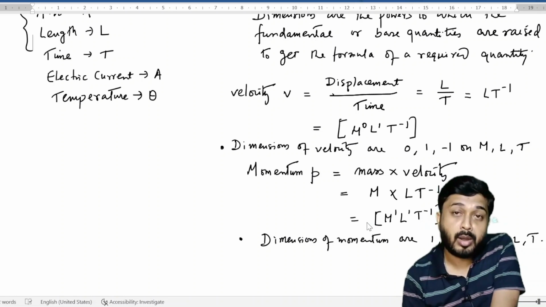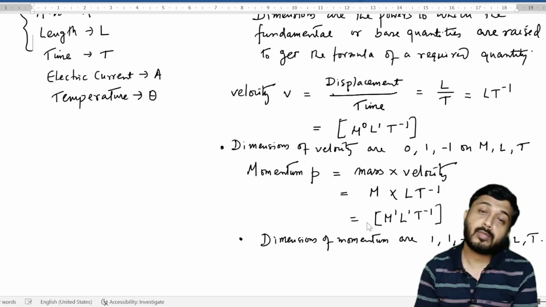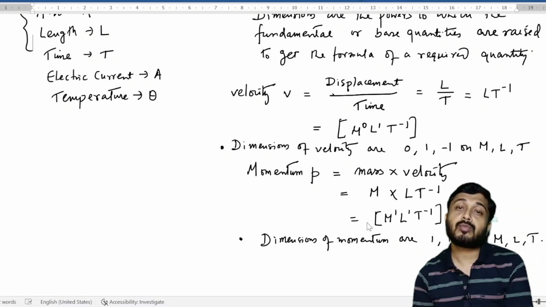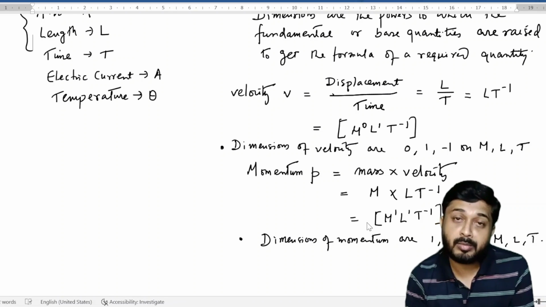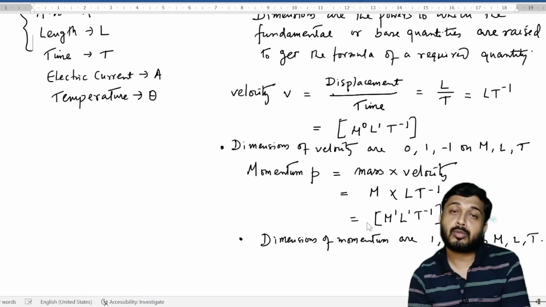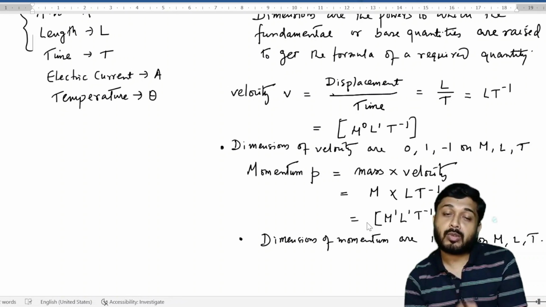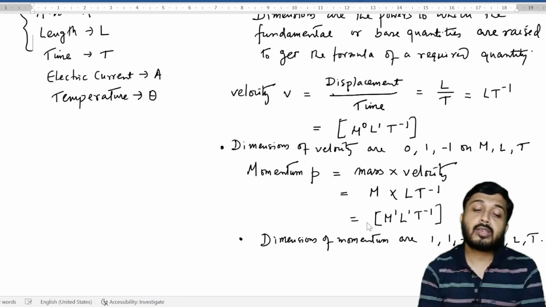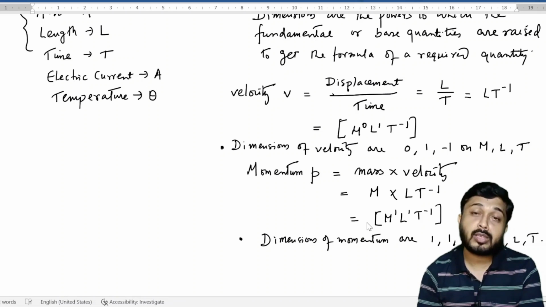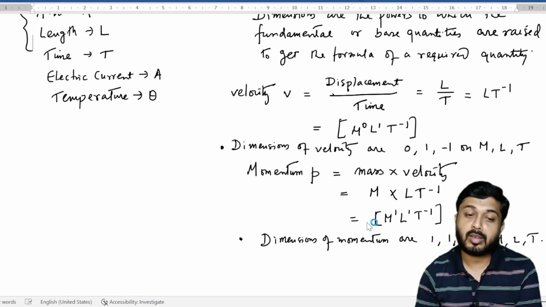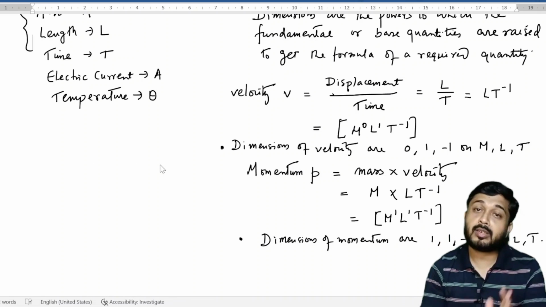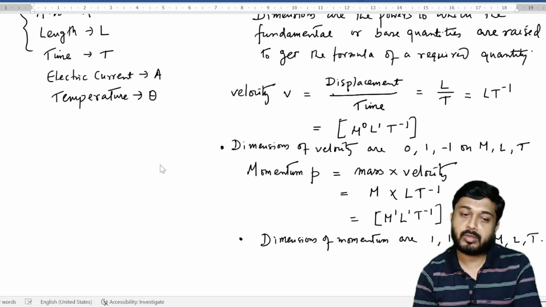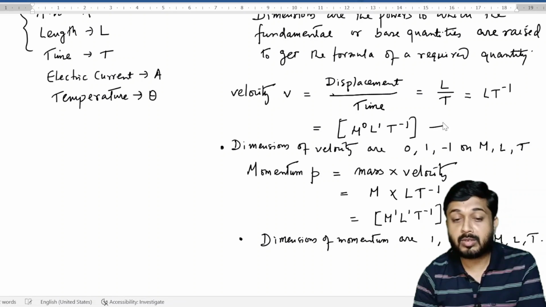So it is actually the powers or the exponents, right? In talking about the dimension, we must say the powers or the exponents to which the fundamental or base quantities are raised in order to get a desired quantity. But the thing that we write within the box bracket, including the box brackets, is the dimensional formula. All right, dimensional formula is the one which we write inside the box bracket, including the brackets themselves.